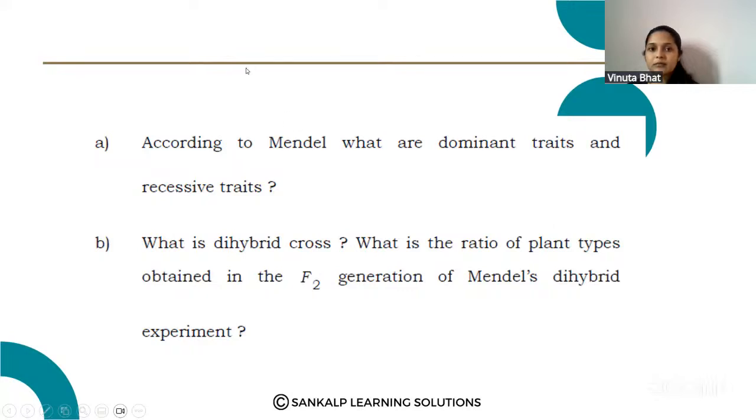According to Mendel, what are dominant traits and recessive traits? What is a dihybrid cross? What is the ratio of the plant types obtained in the F2 generation of Mendel's dihybrid experiment? Please note down the question.